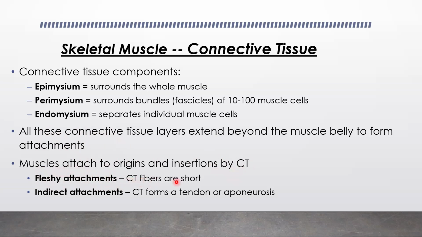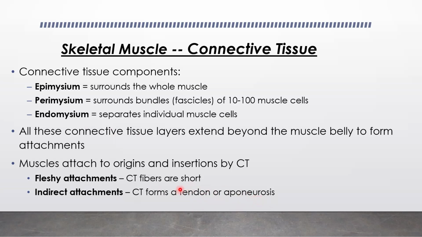So connective tissue fibers are short. Now, for the vastus medialis, it does not provide displacement of the patella. Then you have indirect attachments. So these attach to form a tendon or aponeurosis. Some of the muscles that form tendons, we have the gastrocnemius, the soleus muscle, which form the calcaneal tendon, which attaches on the calcaneal tuberosity.